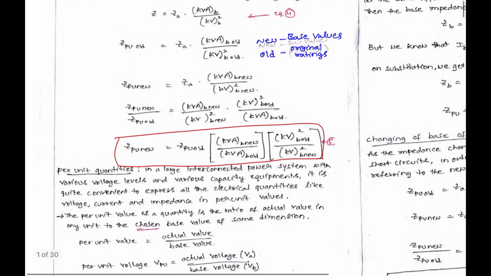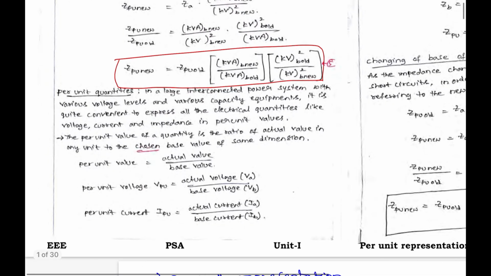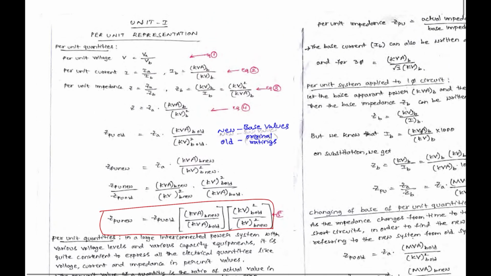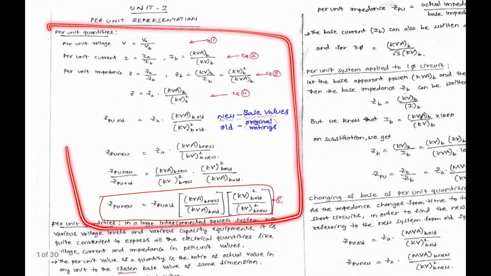Okay, the per unit quantities. In a large interconnected power system with various voltage levels and various capacity equipment, it is quite convenient to express all the electrical quantities like voltage, current, impedance in per unit values. The per unit value of a quantity is the ratio of actual value in any unit to the chosen base value of the same dimension. Okay, so per unit voltage. So earlier we have just simplified these expressions, and we are going to learn how these expressions have come.